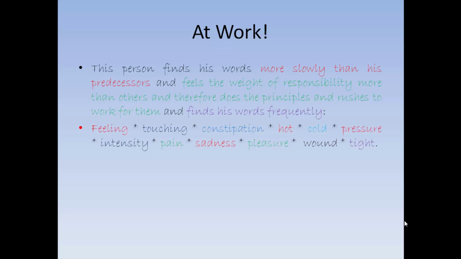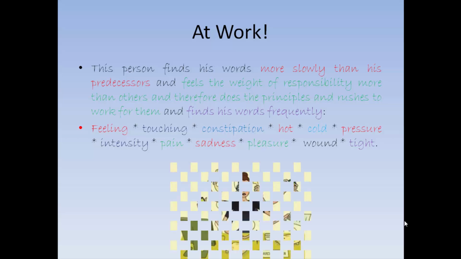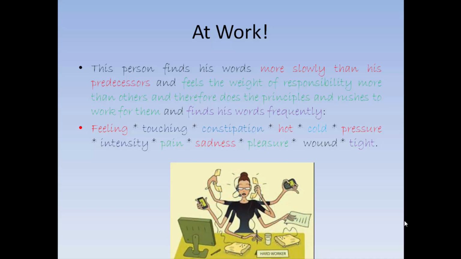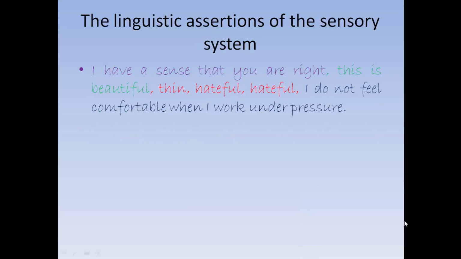Feeling, touching, constipation, hot, cold, pressure, intensity, pain, sadness, pleasure, want, tight. He likes to use these words. They help him to tell you about his feelings, like this. So this is the kinesthetic personality at work. She is very active compared to the other colleagues. The linguistic assertions of the sensory system.